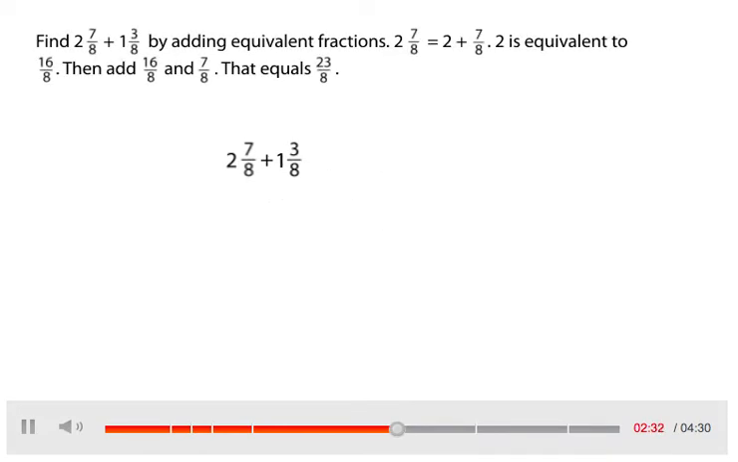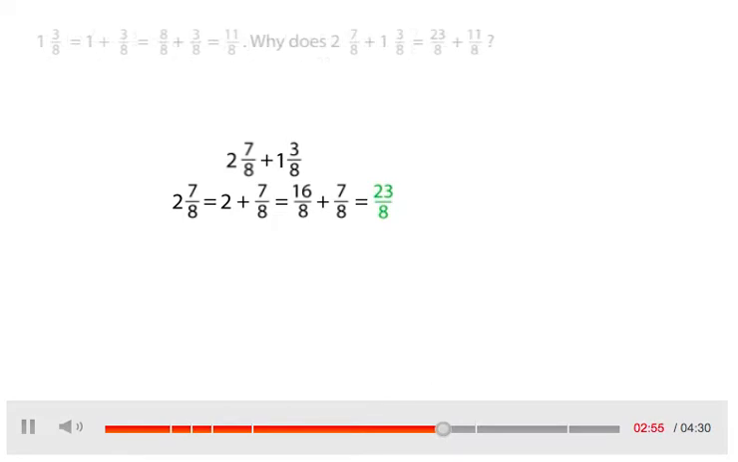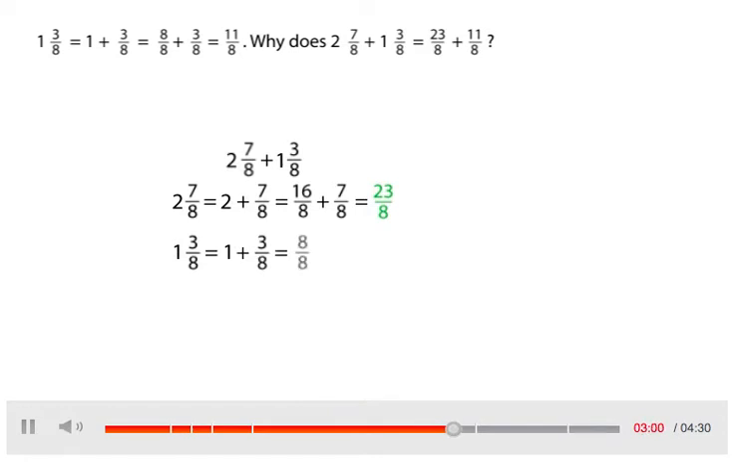Find 2 and 7/8 plus 1 and 3/8 by adding equivalent fractions. 2 and 7/8 equals 2 plus 7/8. 2 is equivalent to 16/8. Then add 16/8 and 7/8. That equals 23/8. 1 and 3/8 equals 1 plus 3/8 equals 8/8 plus 3/8. That equals 11/8. Why does 2 and 7/8 plus 1 and 3/8 equal 23/8 plus 11/8?